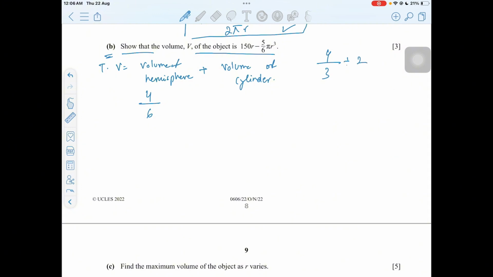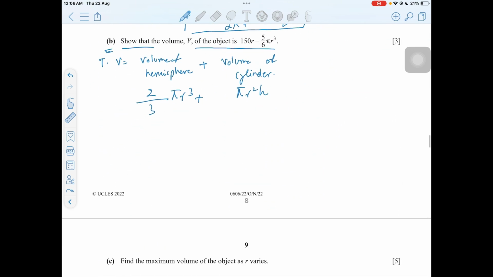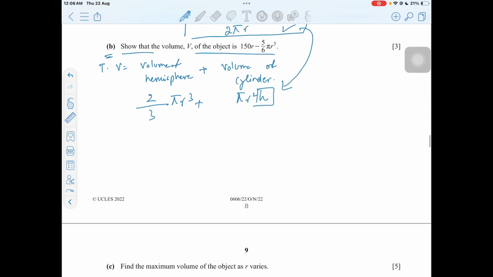so this would be 4 over 6, right? Cancel this out, so this would be 2 over 3. Just write 2 over 3 over here. 2 over 3 pi r cube plus volume of cylinder is given as pi r square h. Let's plug in h from what we calculated in part a. So this would be 2 upon 3 pi r cube as it is, and this pi r square would be as it is. H would be added here.